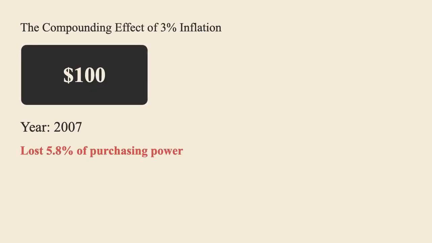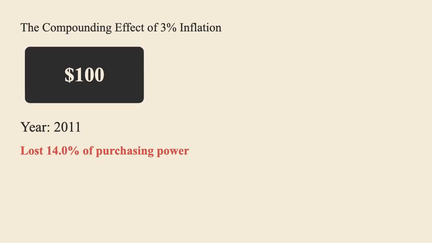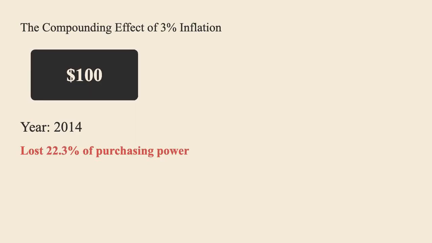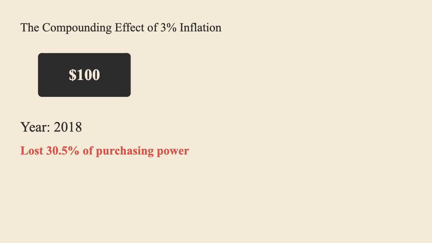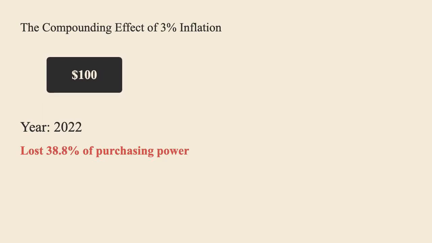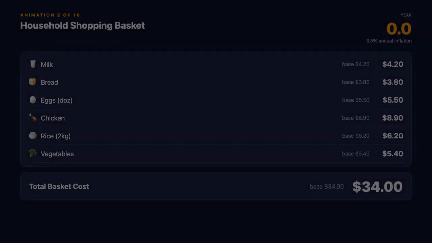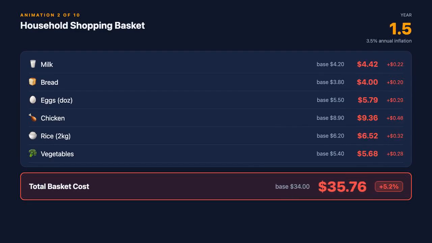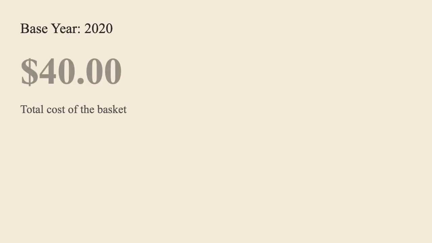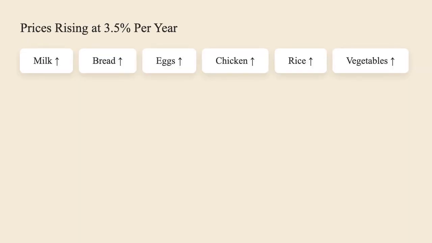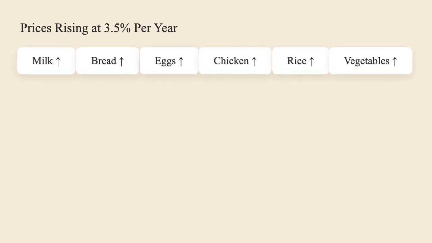Each step reveals how repeated 3% increases compound into a substantial loss, even though the nominal number of dollars never changed. The second animation follows a typical household shopping basket containing milk, bread, eggs, chicken, rice, and vegetables. In the base year, the total cost of this basket is $40. Each year, the prices inside the basket rise by an average of 3.5%.